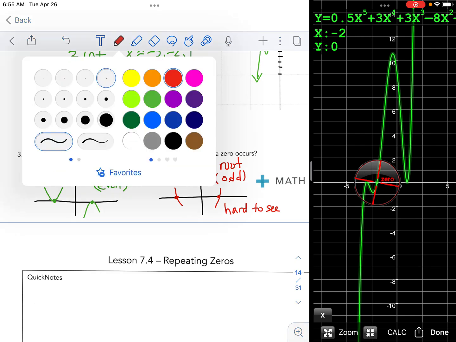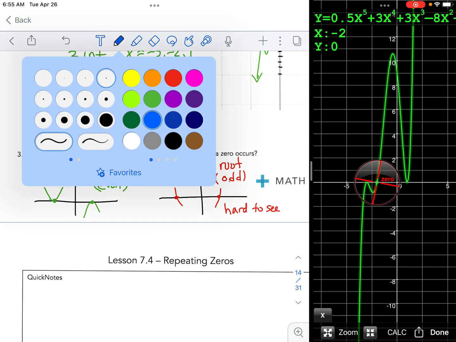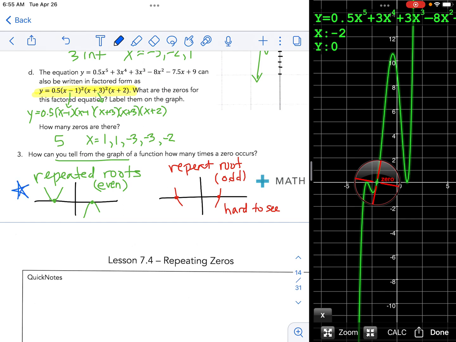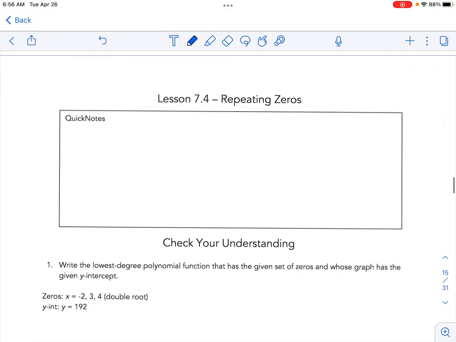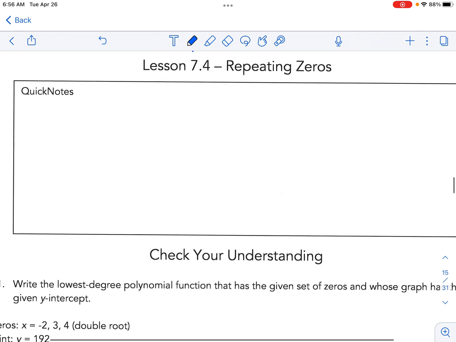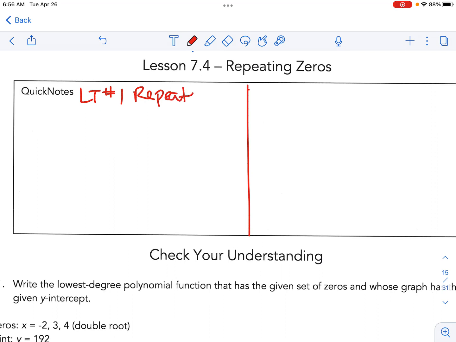So our focus is really here, seeing those repeated even roots. So I can get rid of this graph now. For our learning targets then, we've got 2 of them. And our first learning target is that we have repeated roots or repeated zeros. That means the same thing as roots. I'm going to use the word zeros because that's what shows up on your graphing calculator.